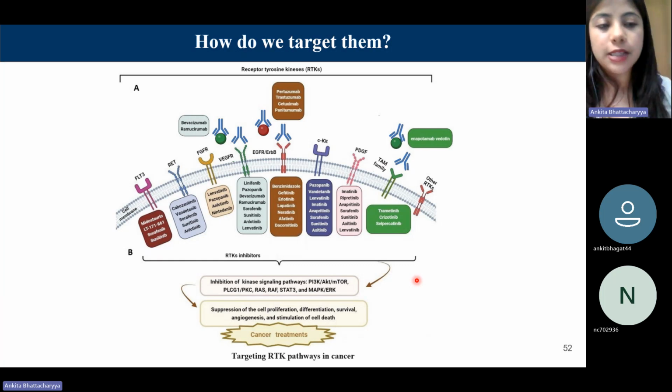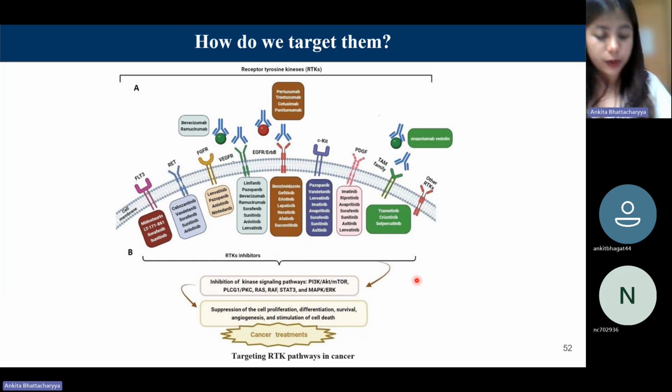When I say varied, it means that you don't have just one RTK present within the cell, right? You have a spectrum of those, all of which are eventually triggering pretty much the same thing, aiding cell survival, cell proliferation, cell differentiation. So therefore, stopping or blocking that process is something which is very widely studied and very widely used for treating cancer. So apart from the ones that I've discussed, you can see that there are other types of receptors which have also been shown.